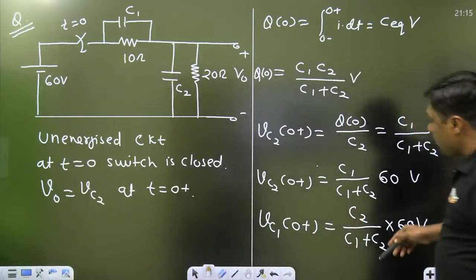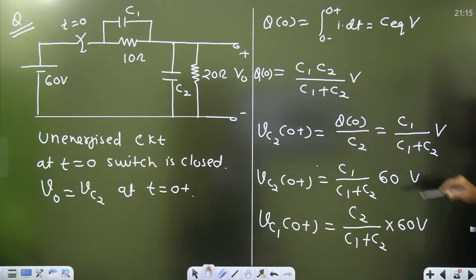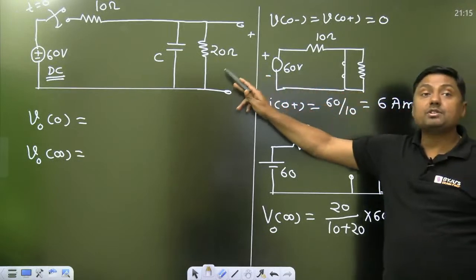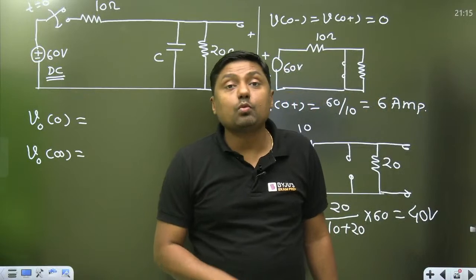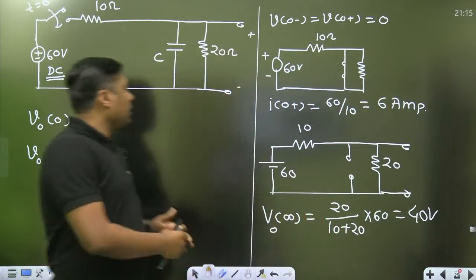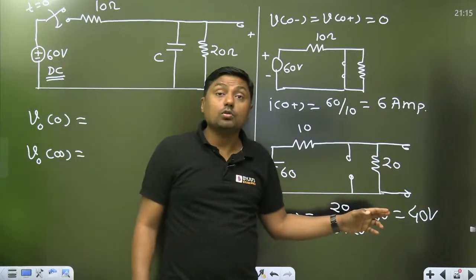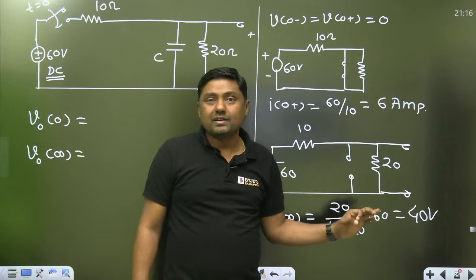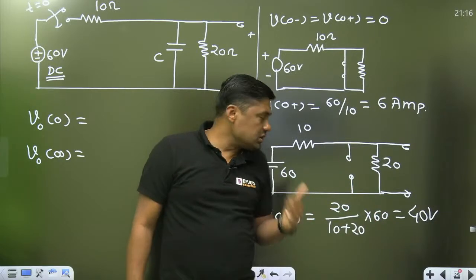Now, this is the initial voltage across the capacitor because of these two capacitors. So, C1 upon C1 plus C2, into 60. In this diagram, what was the initial voltage across the capacitor? In this diagram, the initial voltage is 0. Now, the final voltage is what? 40 volt. Yes or no? The final voltage is 40 volt. Initial voltage is 0. Right? And what is the final voltage?